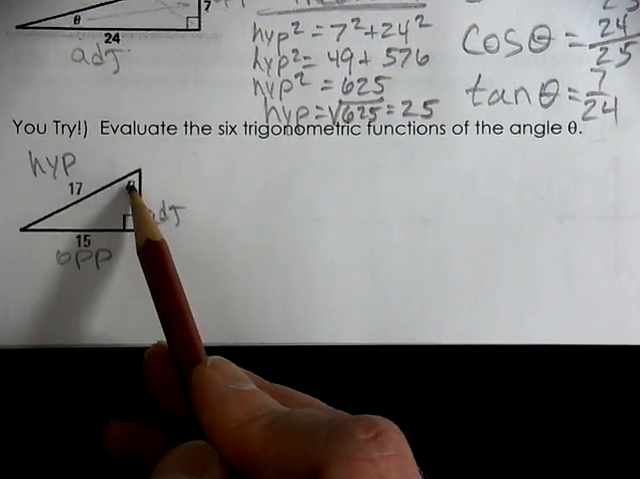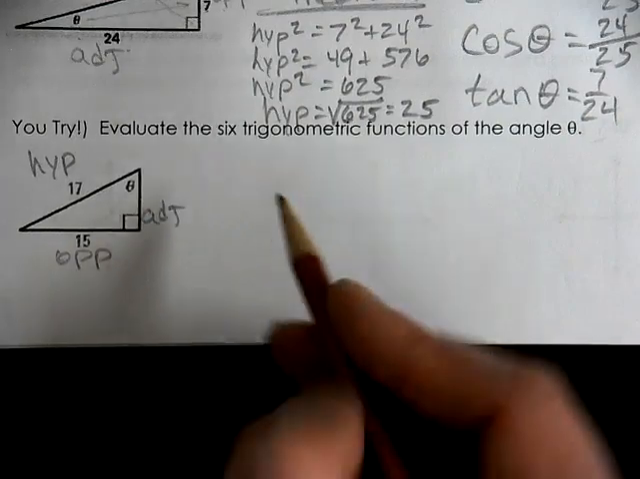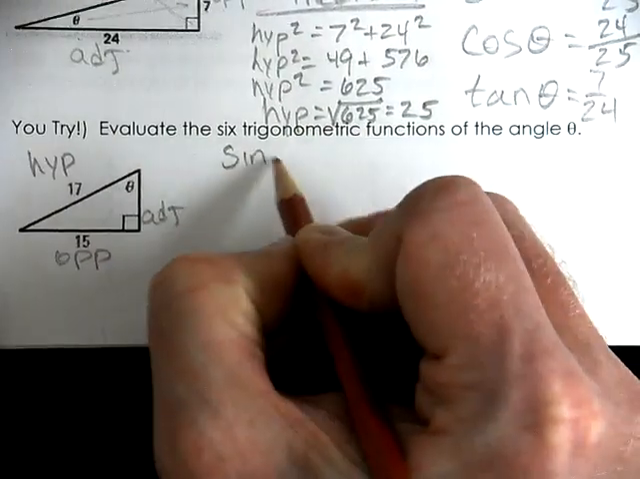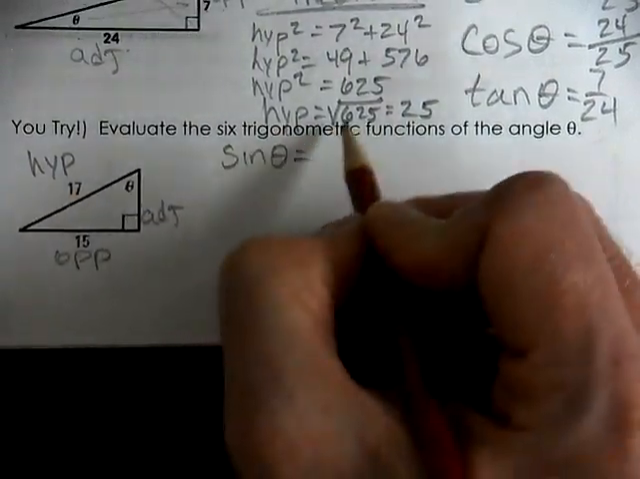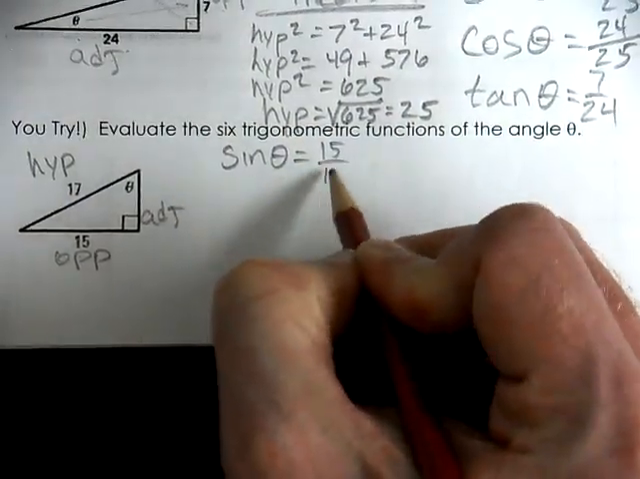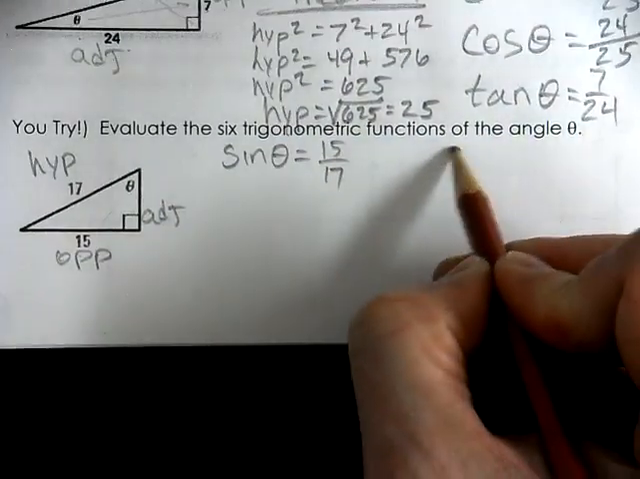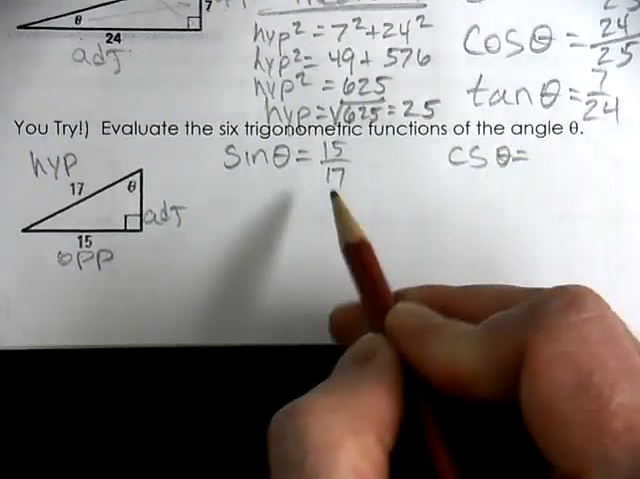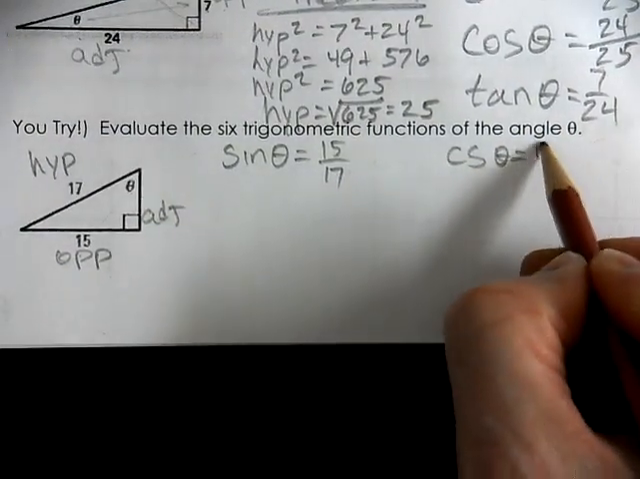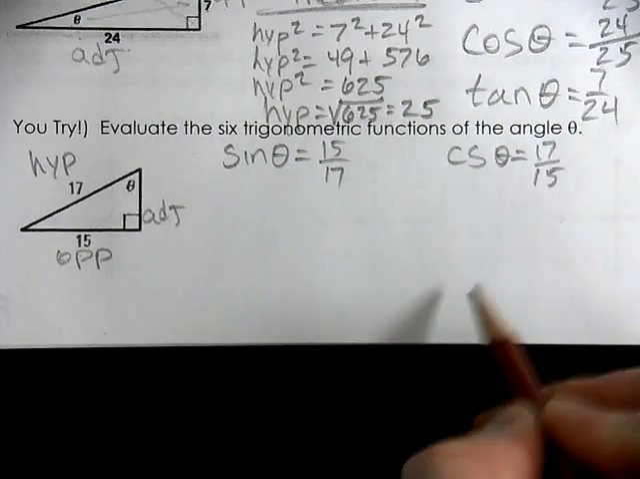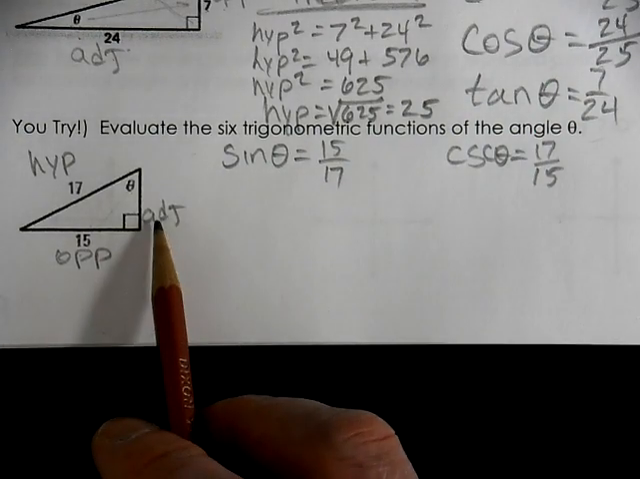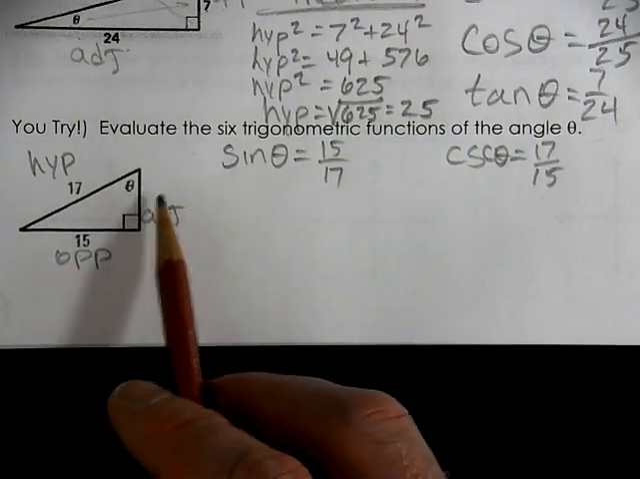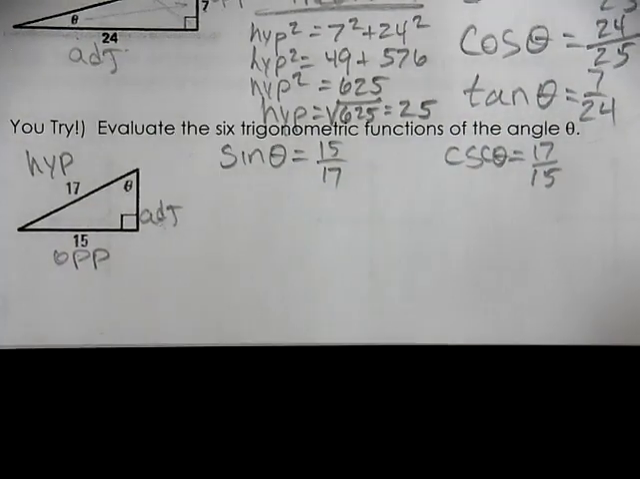So the way that this is written right now, we're ready to talk about sine. So sine of theta is going to be 15 over 17. And we can do the cosecant of theta as 17 over 15. But we can't do anything with adjacent because we don't know the adjacent side.